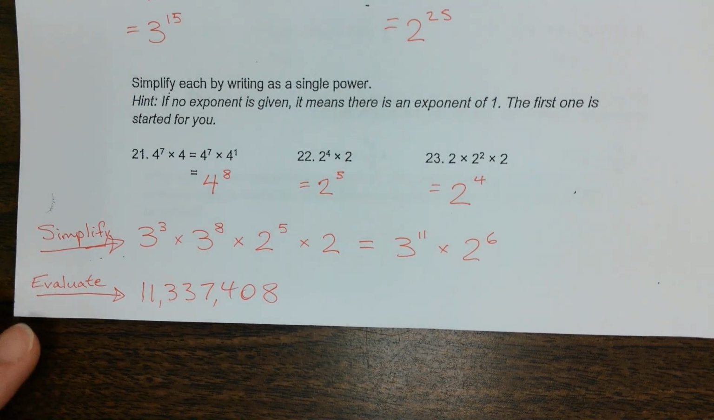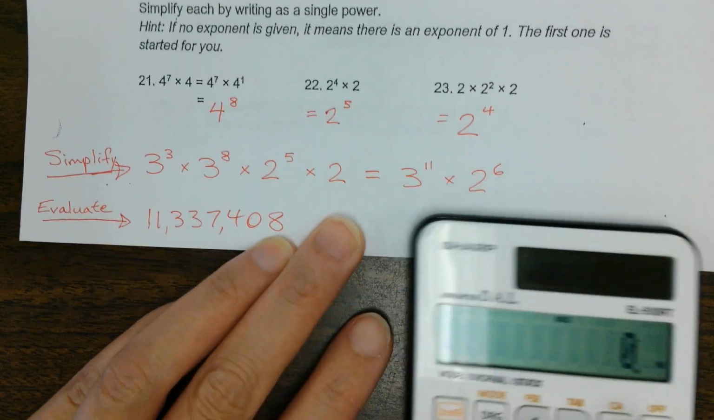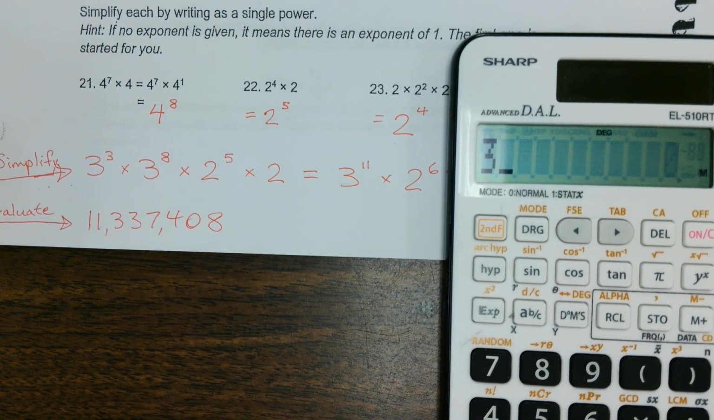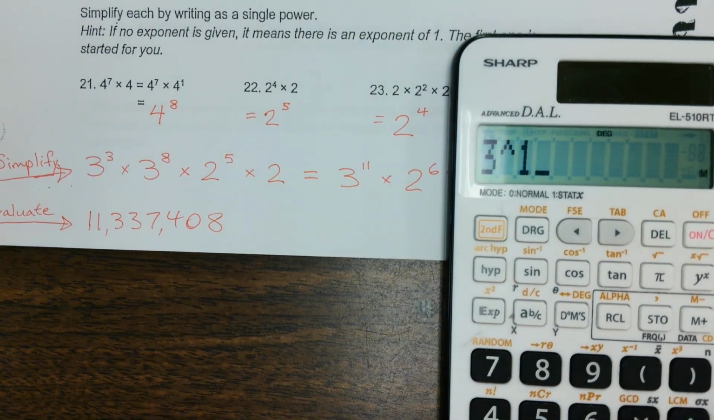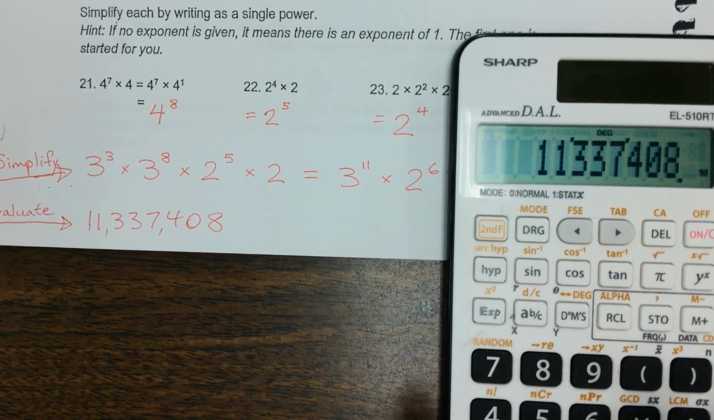All right. So on your calculator, if it says evaluate, just use your calculator. Don't do it in your head. I don't want you to spend the 75 minutes doing this in your head. 3 to the power of 11 times 2 to the power of 6. Type it in as is, and you get your answer.